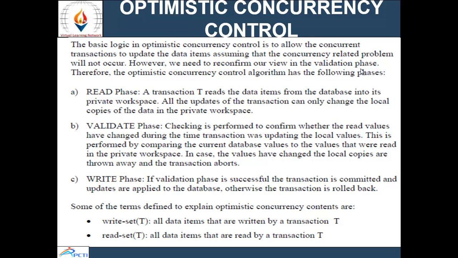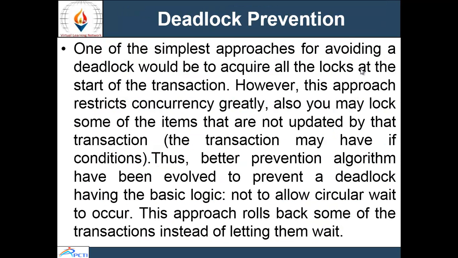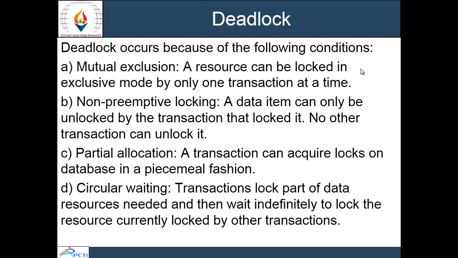Now, how can we prevent deadlock? We can prevent deadlock by preventing any of these conditions, that is mutual exclusion, non-preemptive locking, partial allocation and circular waiting. That is preventing deadlock in a lock-based protocol using timestamp ordering.